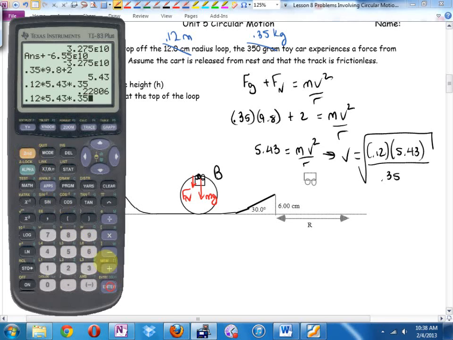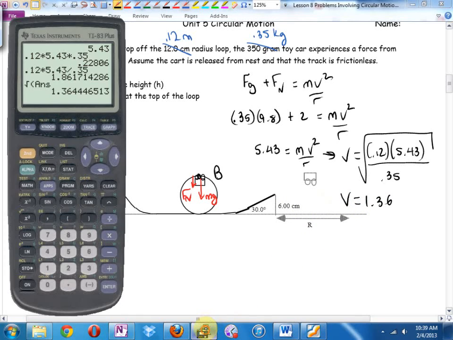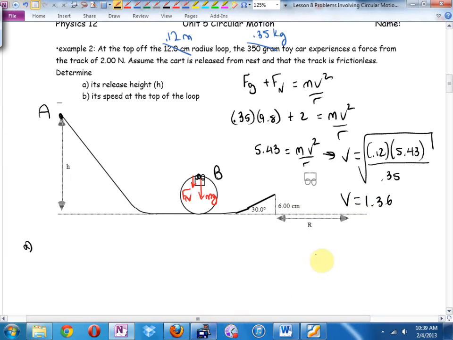Oh, I did times. Mr. Dewick, it's divided by. I get 1.3644. Carry a few extra digits here. 1.36445 if I round off properly. All right. That was preamble before we could even do A.